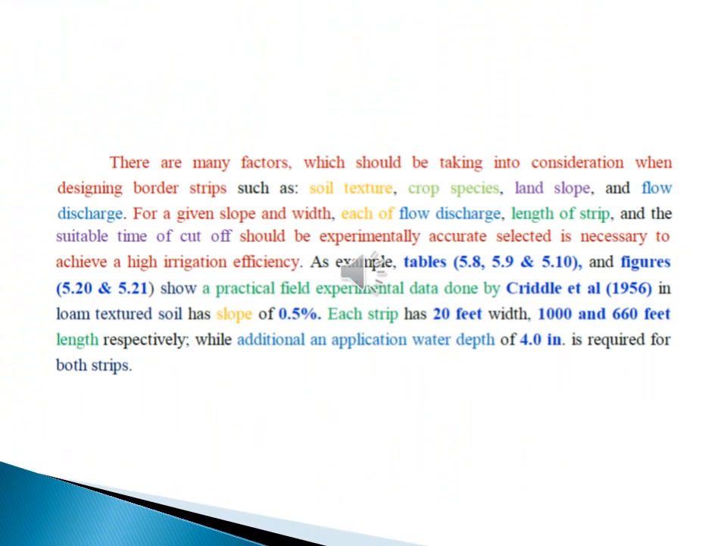Note, my dear, there are many factors which should be taken into consideration when designing border strips, such as soil texture, crop species, land slope, and flow discharge. For a given slope and width, each of flow discharge, length of strip, and the suitable time of cutoff should be experimentally and accurately selected to achieve a high irrigation efficiency.